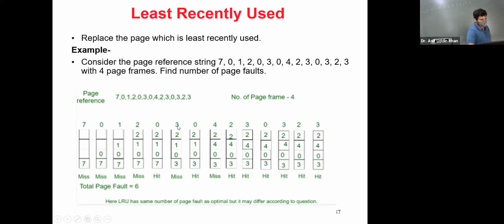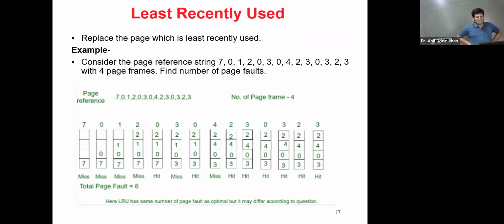Then next required is 3. But 3 is not present here, so you have to bring page number 3 from the hard disk and load it in some place in the main memory frames. But here no frame is blank, all frames are filled. We have to remove one frame. So which frame to remove? You have to use this policy: replace the page which is least recently used. Least recently used means the page is not used recently.